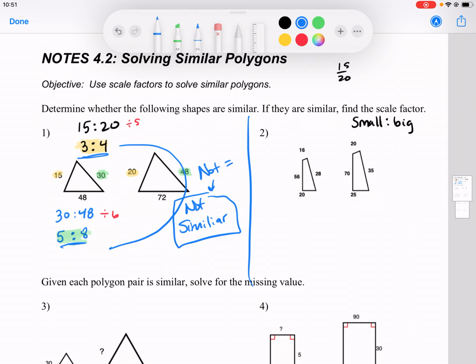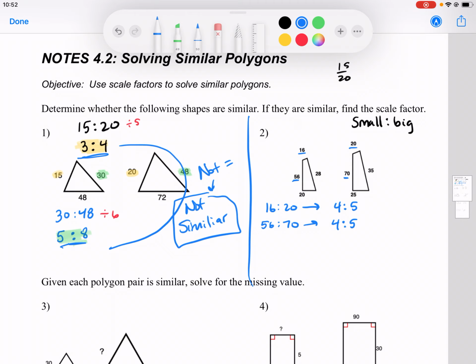So let's go ahead and do this next one. I'll just start top to bottom. So 16 to 20. If I simplify 16 to 20, I get 4 to 5 because I can divide both of them by 4. Then I'll do 56 to 70. 56 and 70, you can divide both of those by, let me think about this, 14 probably? 14, yeah. So both of them are divisible by 14. If you divide them by 14, you get 4 to 5.